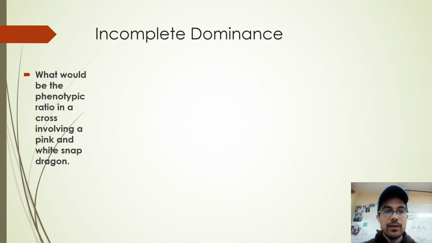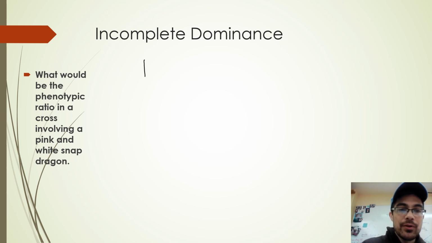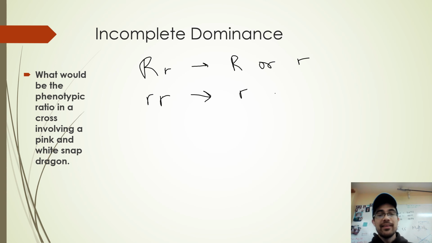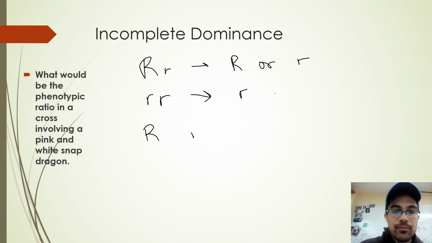As an example, what would be the phenotypic ratio in a cross involving a pink and white snapdragon? We have one flower, which is going to be pink, which, remember, is RR'. That means the gametes that it can pass on are R or R'. And the white is going to be two recessive ones, and it can only give up that. That means when you cross these, you would end up with the following.